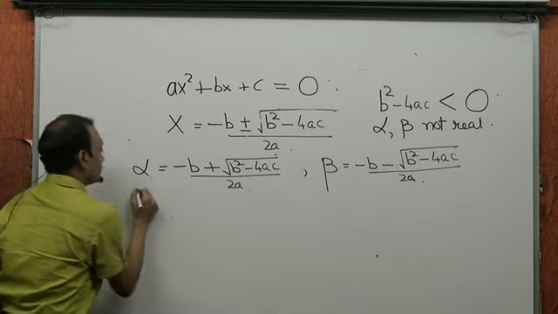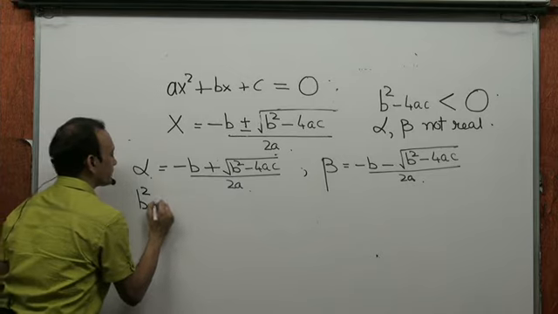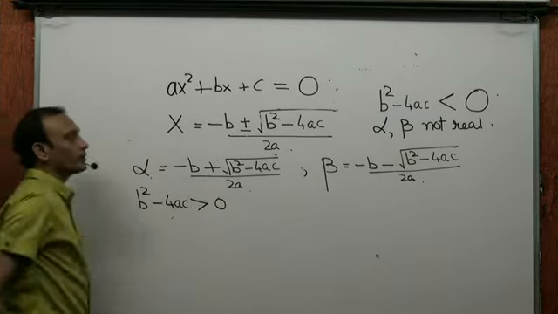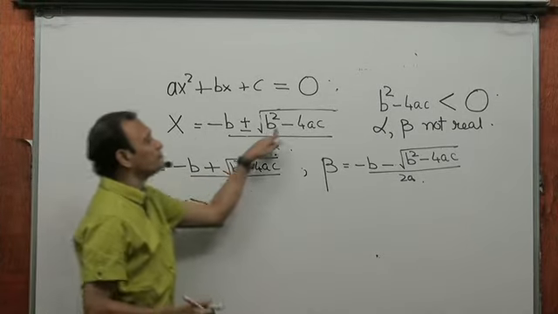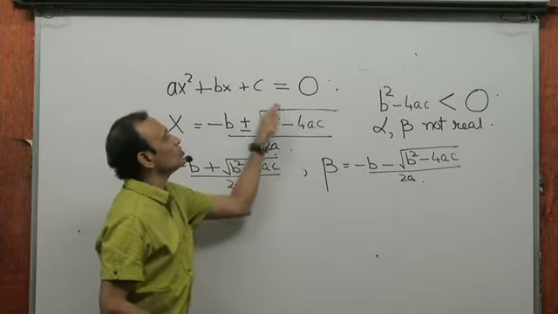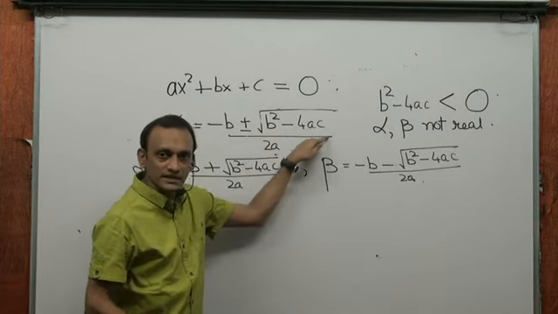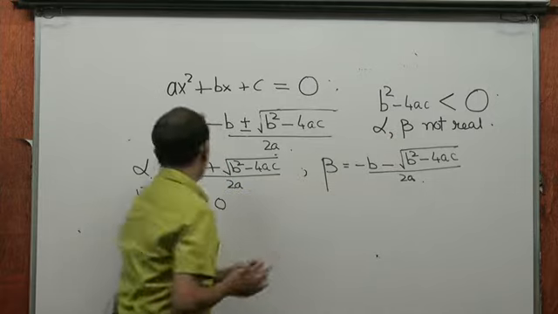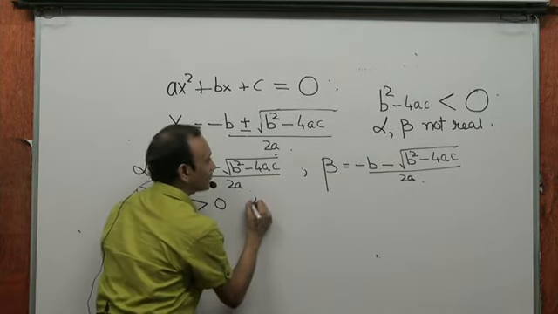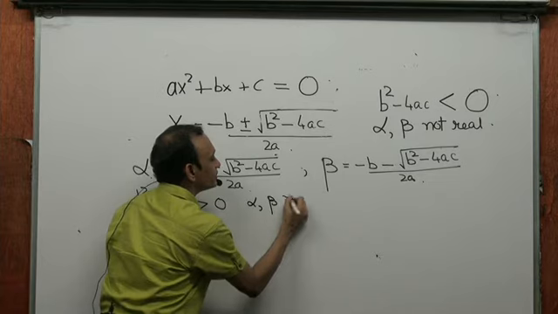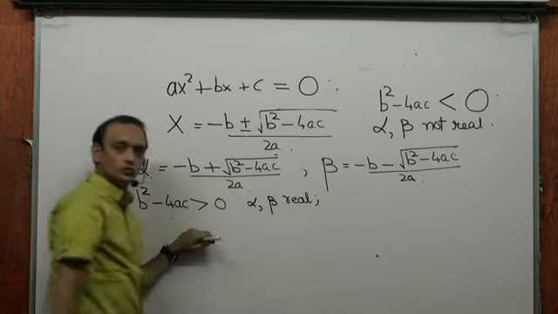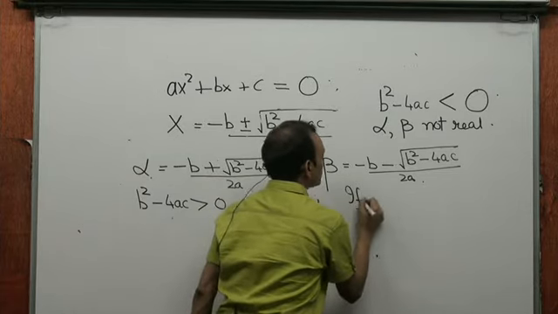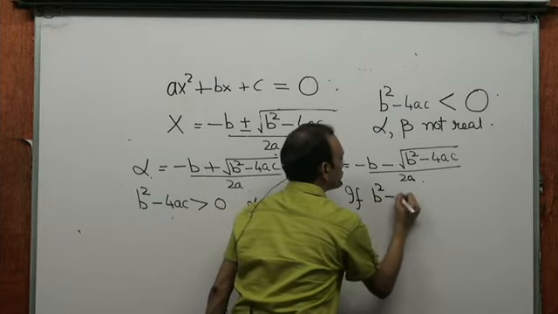If b squared minus 4ac is greater than 0, no issues, this is good. Because if b squared minus 4ac is greater than 0, the square root of a number greater than 0 is a real number. Alpha, beta then will turn out to be real. This will cause alpha, beta, the roots, to be real. Yes or no?